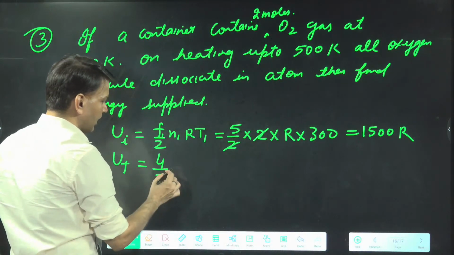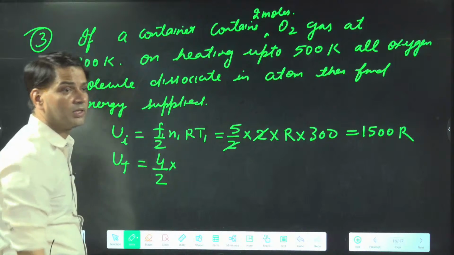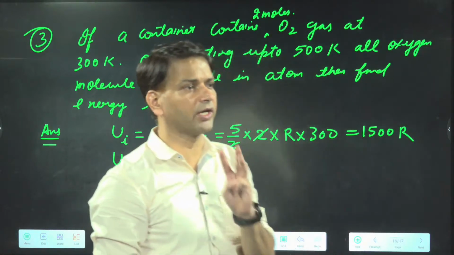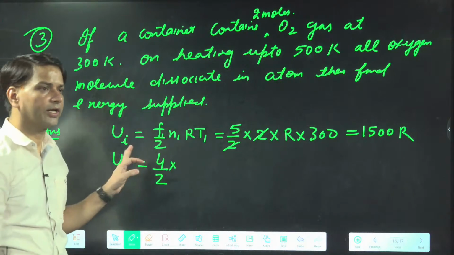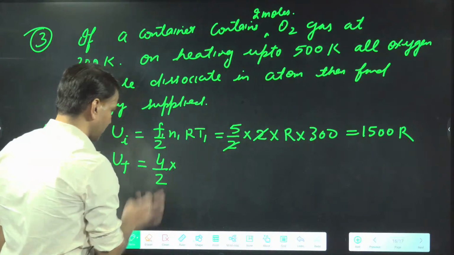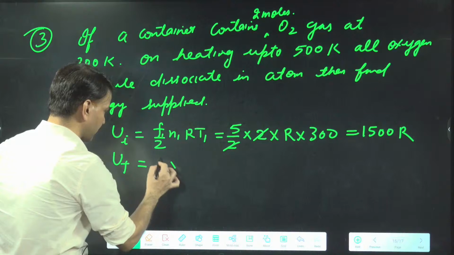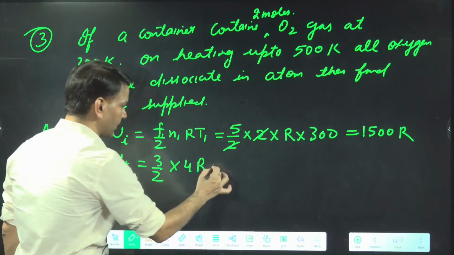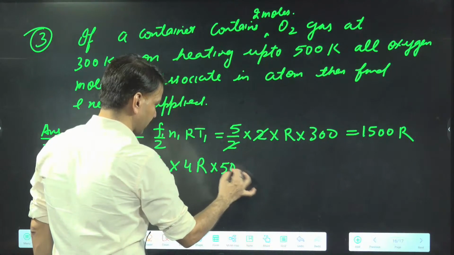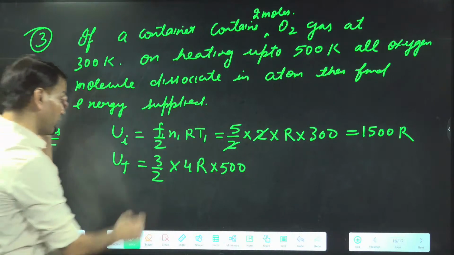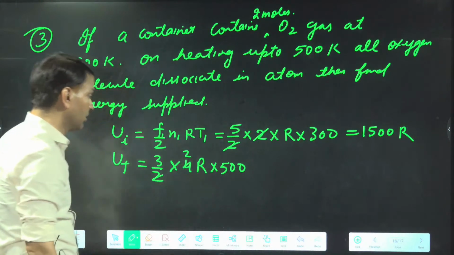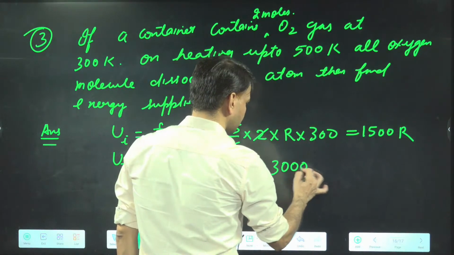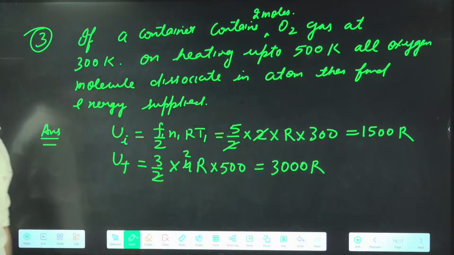And what is the degrees of freedom? Now after dissociation, it will become monatomic. And for monatomic, how many degrees of freedom? 3. Okay, so now the degrees of freedom you will take 3. So first I am taking 3 by 2. Number of moles we can take 4 into R, and final temperature is what? T2, that is 500 Kelvin. Okay, then what you will get here? This is the 2. So you will get 6, 5 the 30. So 3000 R. Okay.